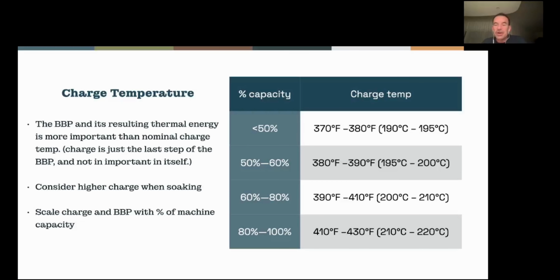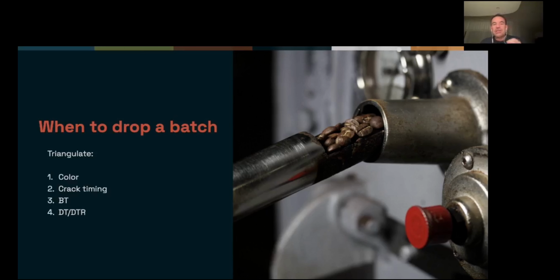Okay. When should you drop a batch? The short answer is the best indicator of when to drop a batch is probably development time in almost all situations. Most roasters use bean temperature to decide when to drop a batch, and it's perfectly fine to use bean temperature if your curves are very consistent. If your curves are not that consistent, then you might want to focus on development time, or you might want to focus on a combination of all of these things.